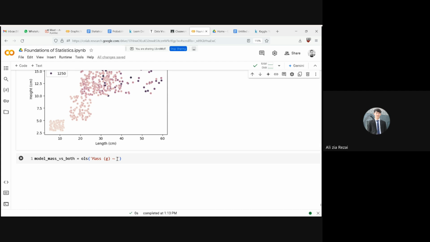Length of the fish. No, length is okay. Yeah, we will get that. Length. We just did mass and count through the length. Yeah.